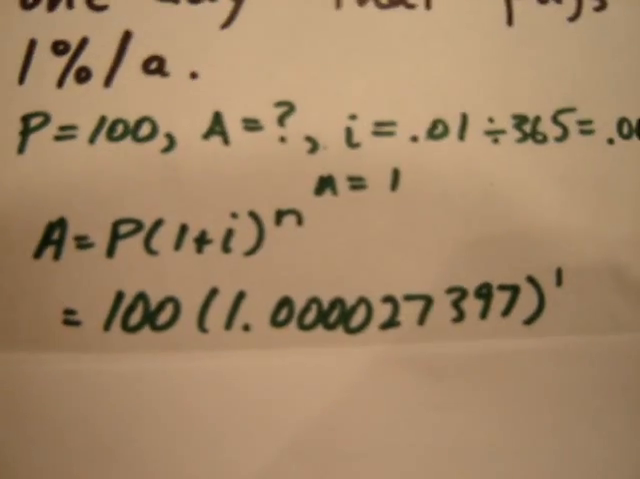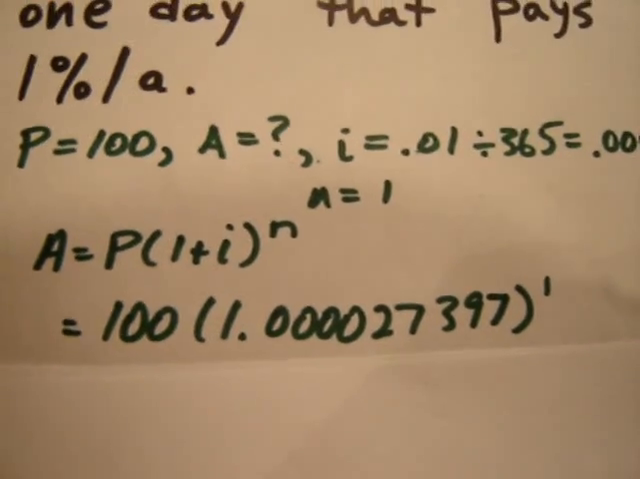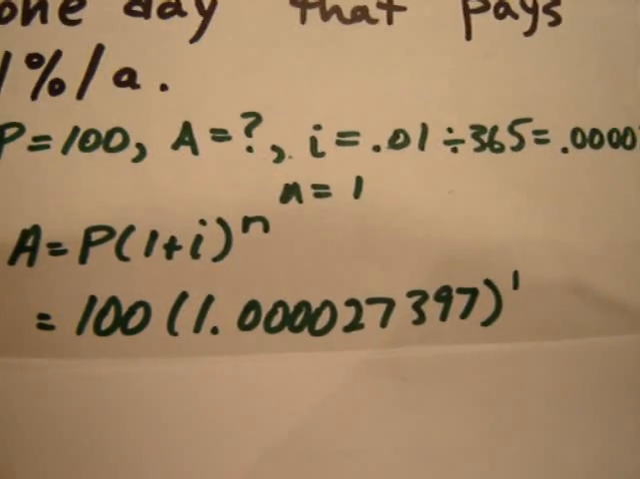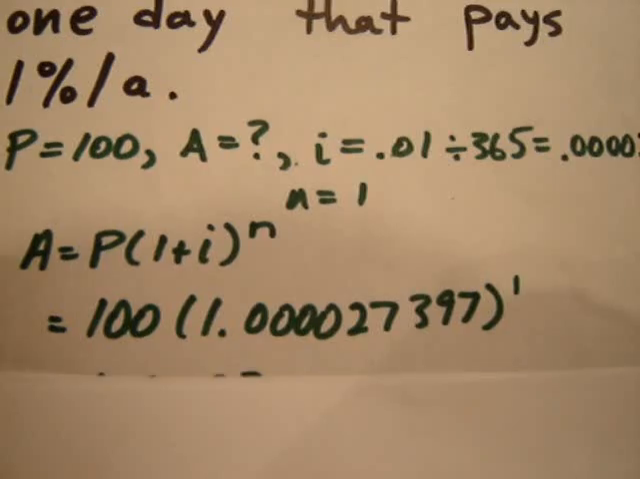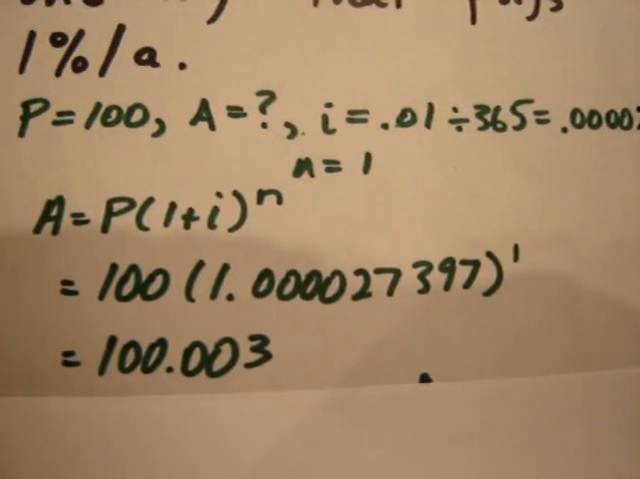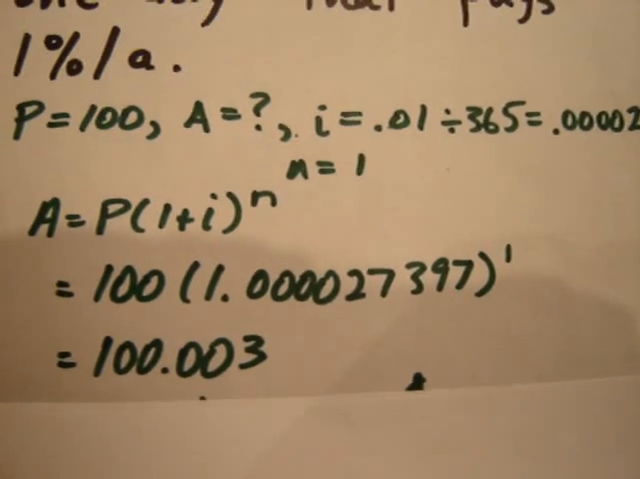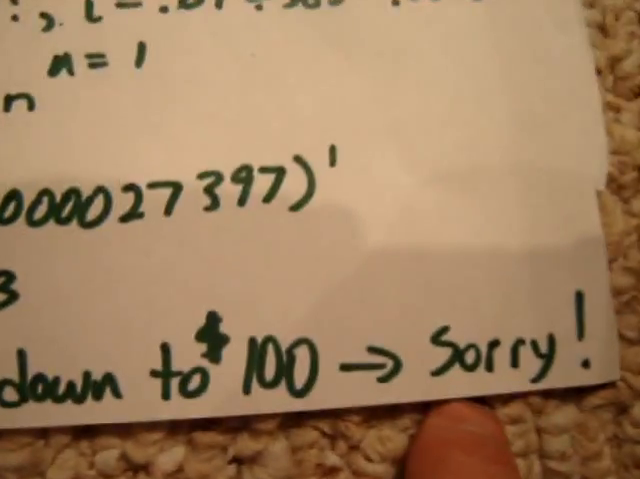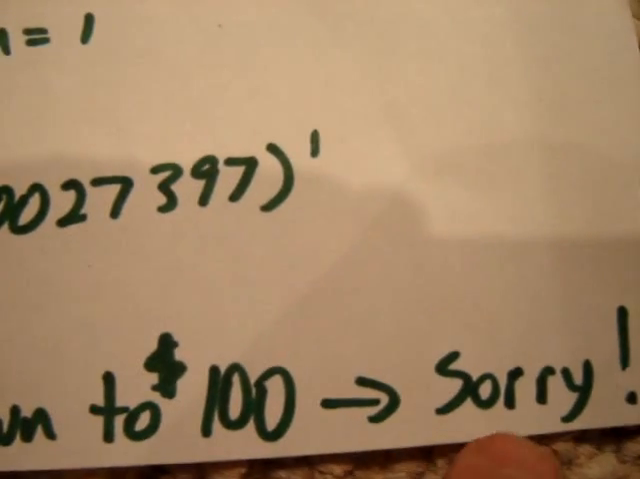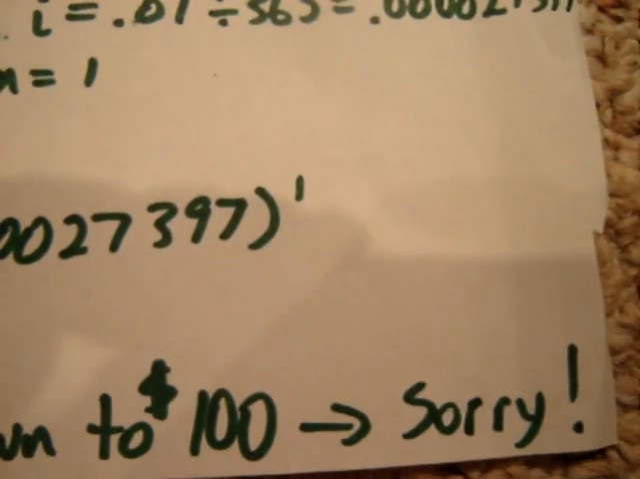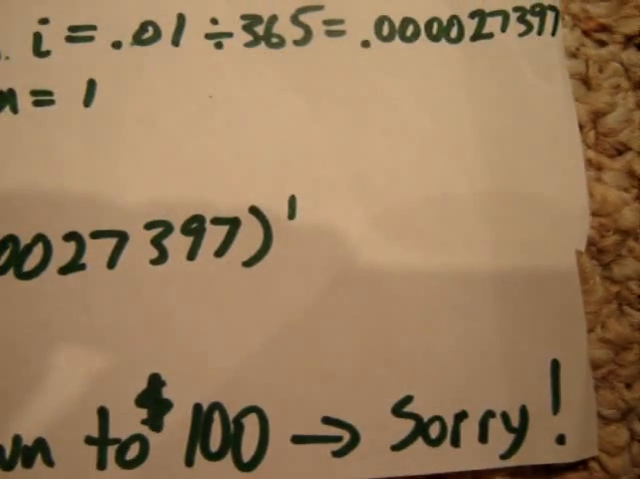So we put all of that into our formula with an n value of 1 because it's 1 day. And we see that capital A will equal 100 times 1.000027397 to the exponent 1, which is 100.003, which means we don't even get a penny of interest. It gets rounded down to $100. So after 1 day, we still don't have any interest. But after our second day, we would actually get rounded up to 1 penny. All right.